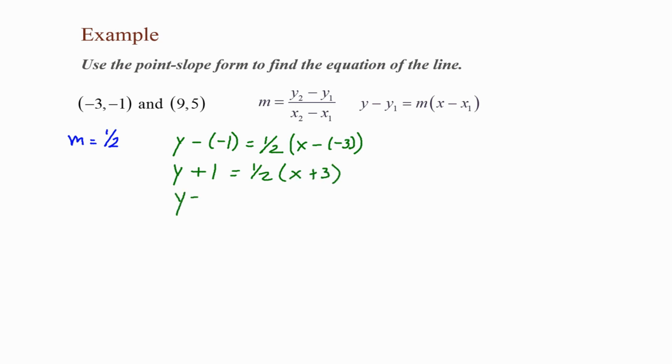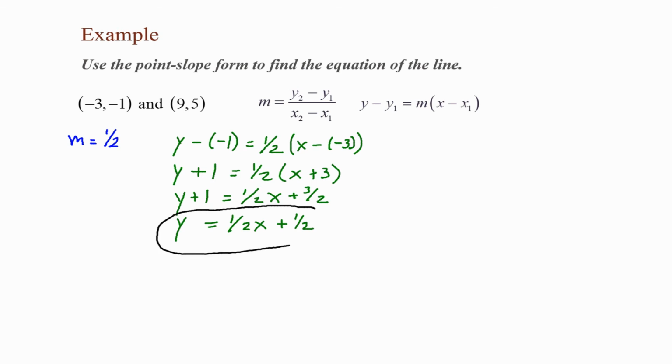Distributing my 1/2 gives us y plus 1 equals 1/2 x plus 3/2. Now I want to subtract 1 from both sides. So y equals 1/2 x plus 1/2. And we have the equation of our line.